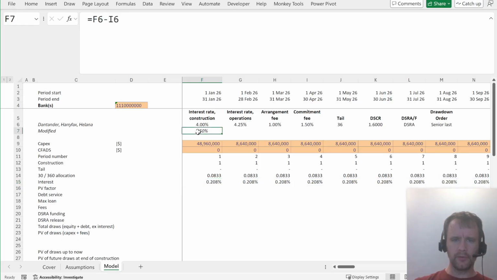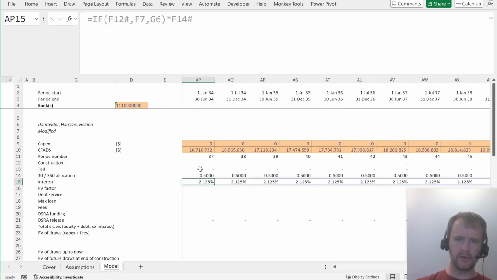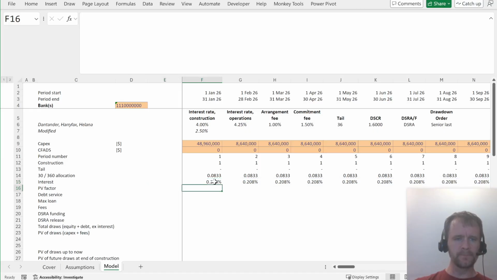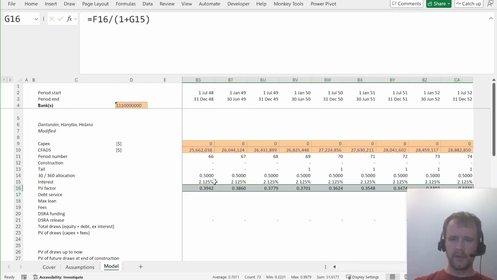So that 2.5% divided by 12 gets you 0.2, and so on. And then over here, the 4.25 divided by 2 gets you 2.125. Okay. Then the present value factor. So I'm just going to start with 1 in the first period, and then for every other period, I'm going to say this divided by 1 plus the interest rate.